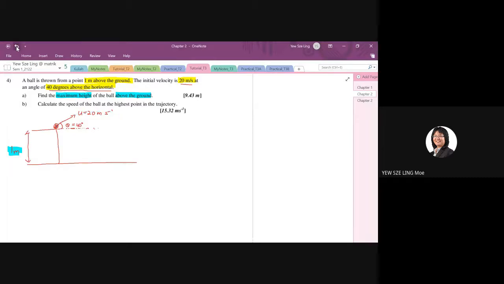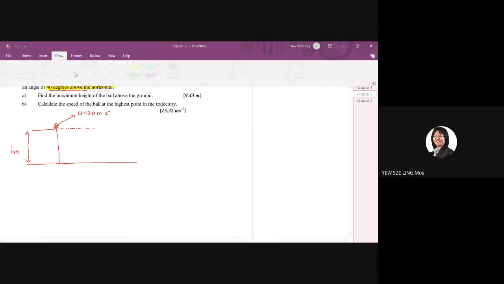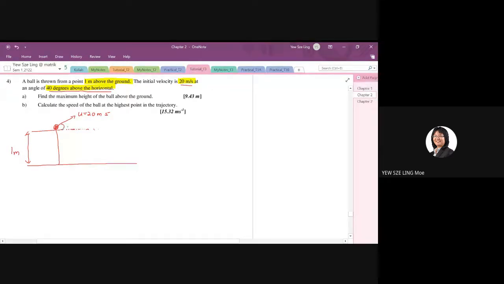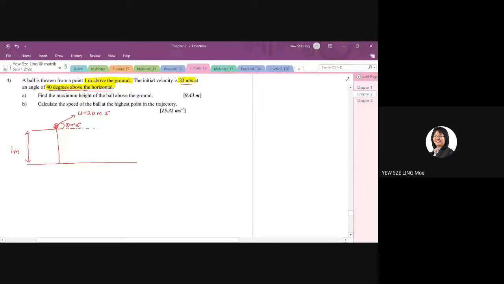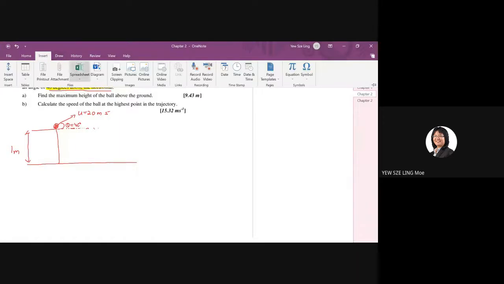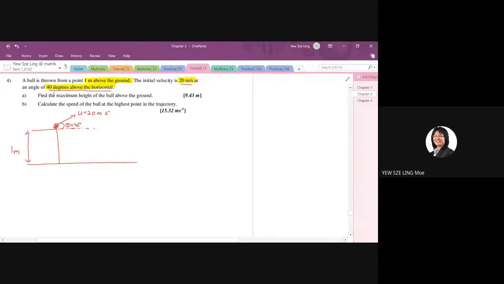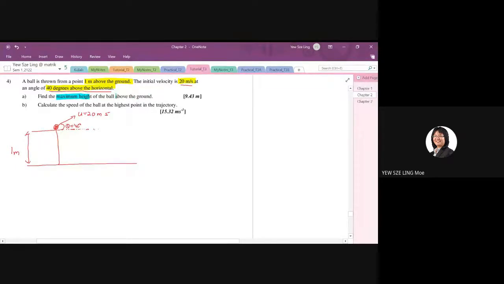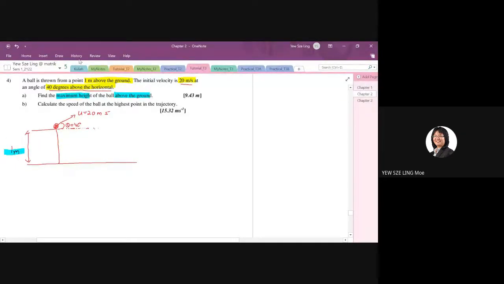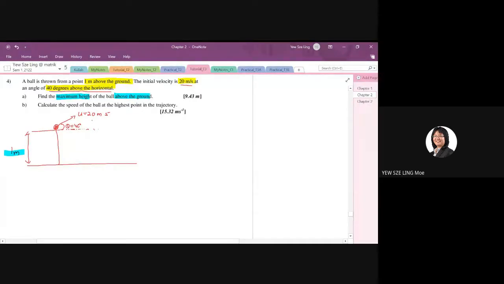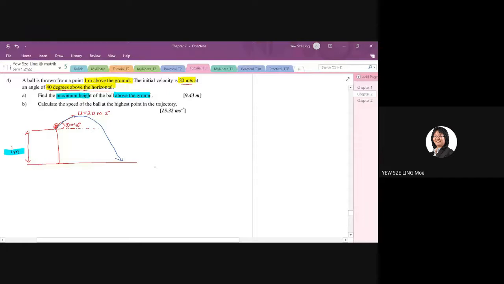Okay, now you throw something at an angle of 40 degrees. What happened is that I undid too many times. So this is an angle theta equals 40 degrees. Now you want the height above the ground. So your starting height above the ground is 1 meter. This is the shape of our projectile motion.